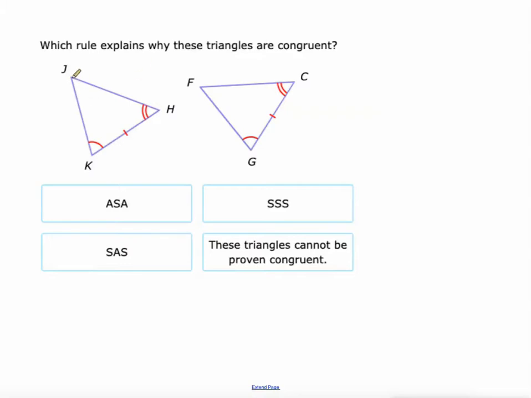Okay, what about these 2 pairs? All right, we have this angle, which is congruent to this angle. We have this angle that's congruent to this angle. And in between them, we have this side that's congruent to this side. So that is angle, side, angle, which is a rule that will prove congruency between 2 triangles. So there's examples of all 3 rules that we have.